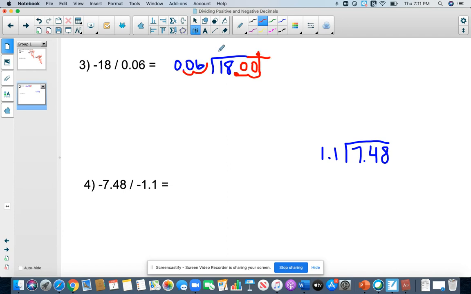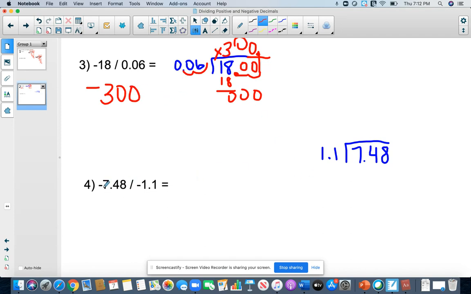Now we take 6 into 1, isn't going to happen. And we can take 6 into 18, which is 3 times, which is 18. That means 18 minus 18 is 0. And bring the next 0 down, and 6 into 0 is 0 times. Bring the next number down, which is a 0, and 6 into 0 is 0 times. So we have 300, but our final answer would be a negative 300 because we had a negative divided by a positive. Hopefully everybody got that one correct and remembered how to add a decimal point to a whole number.